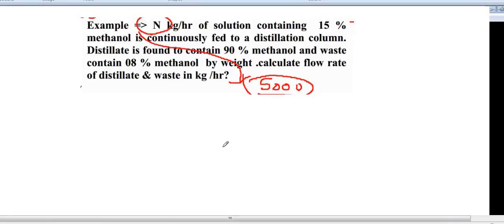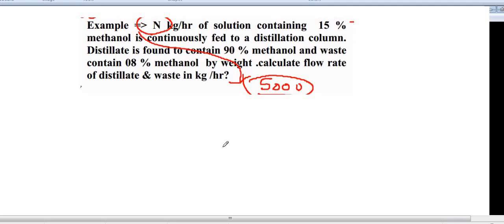Okay, in this video, we are going to solve one problem that is based upon distillation. In this problem, a feed of 5000 kg per hour of solution containing 15% methanol is continuously fed to a distillation column. Distillate is found to contain 90% methanol and waste contains 8% methanol by weight. We have to find out the flow rate of distillate and waste.